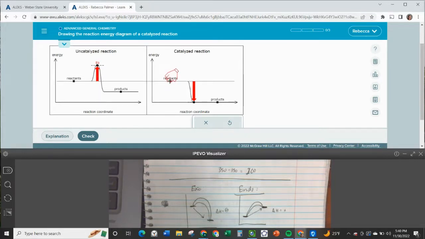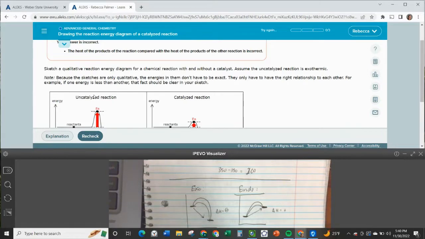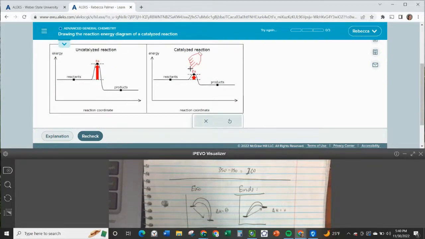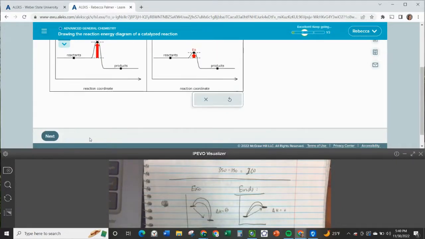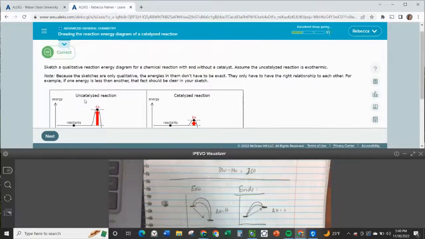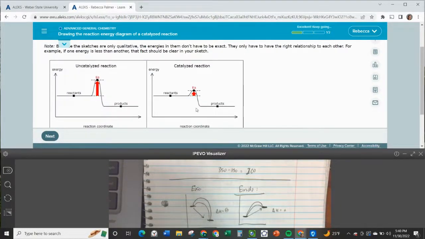So use that line to tell you. Reactants are at the same level. Products are at the same level. And then if it's catalyzed, the activation energy barrier is going to be less. And it's just looking for qualitative. It doesn't matter exactly where you put it. You just have to know it means the reactants are at the same energy. The activation energy is lower. Oh, my products weren't in the right spot. There we go. Okay, now recheck. Okay, so that's a pretty easy topic. Just make sure that your levels are the same, and then your activation energy decreases for the catalyzed reaction.